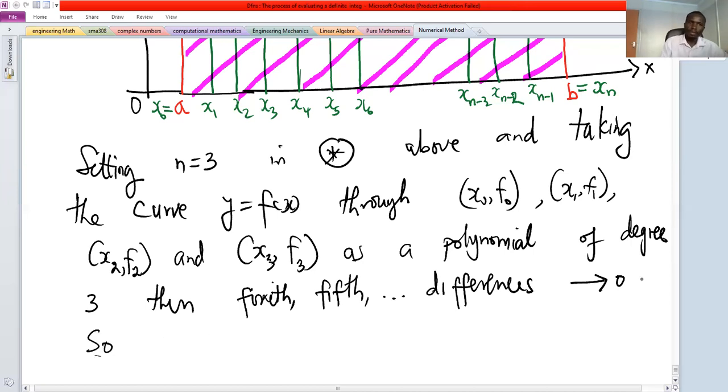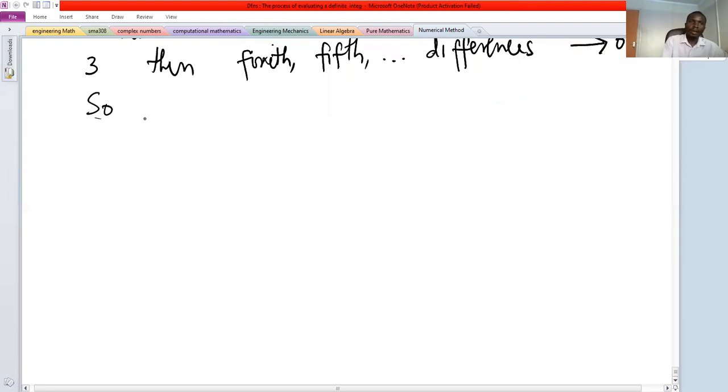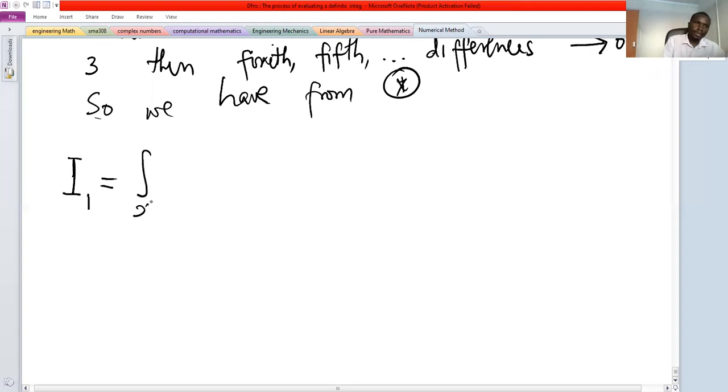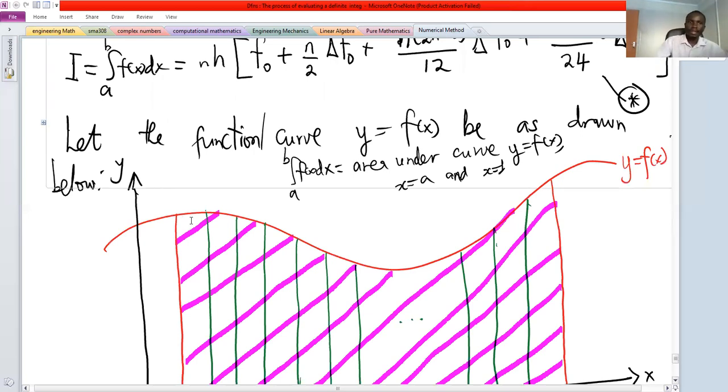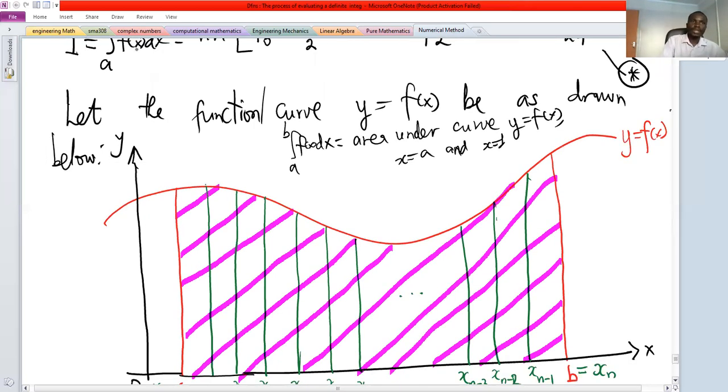So we have from star I1, the integral from x0 to x3. So remember, the difference now between this one and what you have done previously for Simpson third rule is that we are now picking 3 strips at a time. Remember, for Simpson third rule, we are picking 2 at a time. For this case, we are now picking 3 at a time. So we are picking this, this, and this one here. So these 3 at a time.